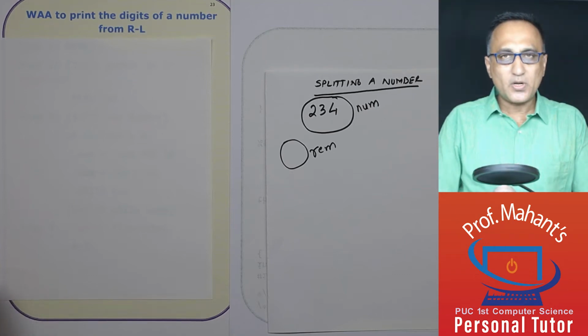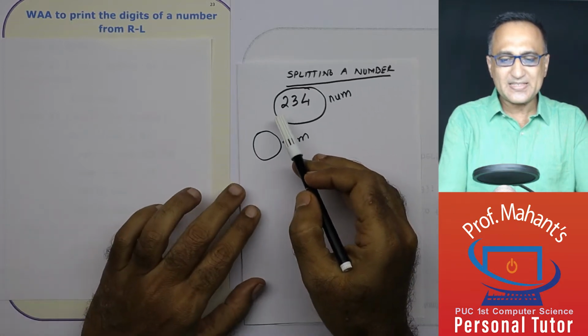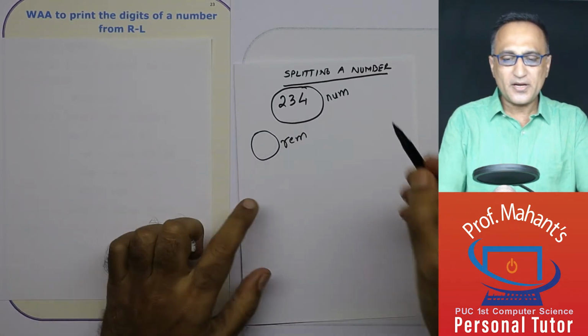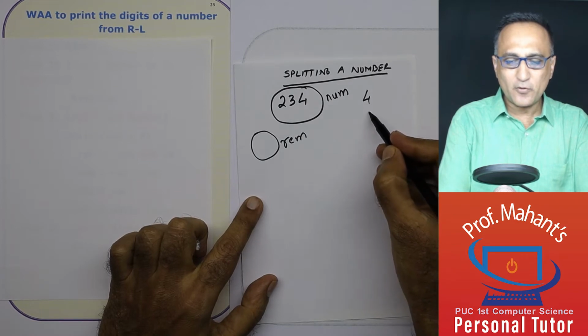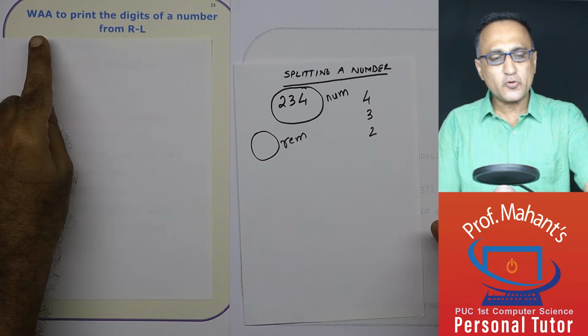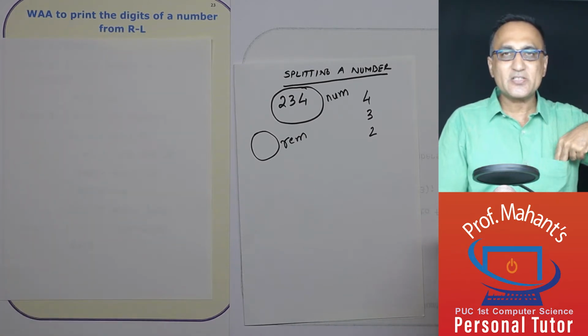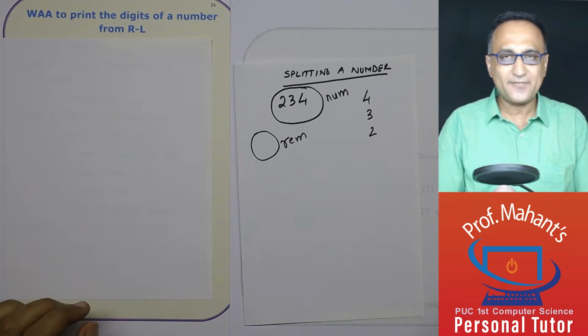We shall now talk about how you print the individual digits of a given number. Suppose I have a number like 234. It should first print 4, followed by 3, and then it should print 2. So I am going to show you how you can write an algorithm to print the individual digits of a number from right to left.